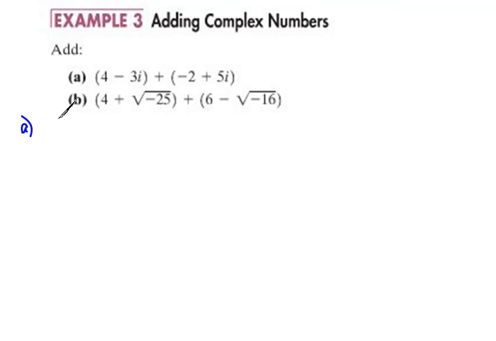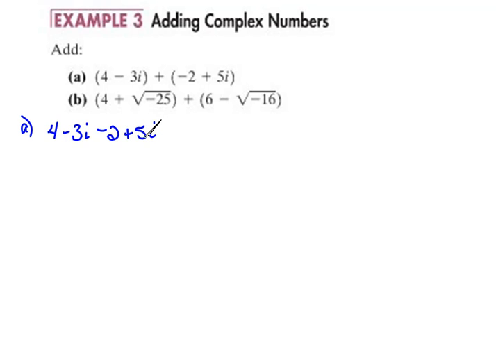Part A said we had 4 minus 3i plus negative 2 plus 5i. Now when we are adding, if this was just a plain old x, we really don't need the parentheses, do we? It doesn't really affect anything. So I'm going to rewrite this problem without the parentheses. So that would be 4 minus 3i, and then plus negative 2 plus 5i.